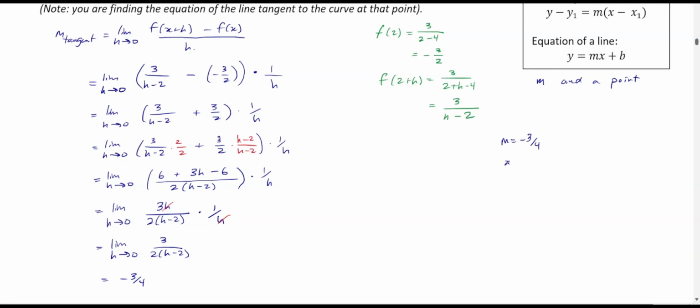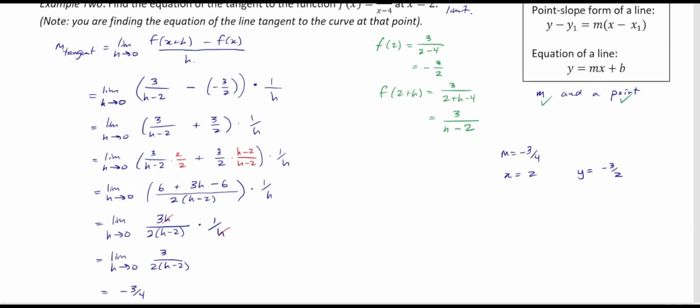I have an x value. My x value is 2, and my y value is going to be negative 3 over 2. I sub in the 2 to find the point. So now I have a slope and I have a point, and you can use point-slope form of a line. So that's this version right here, point-slope form. The general form is y minus a y value that you have is equal to the slope times x minus an x value that you have.